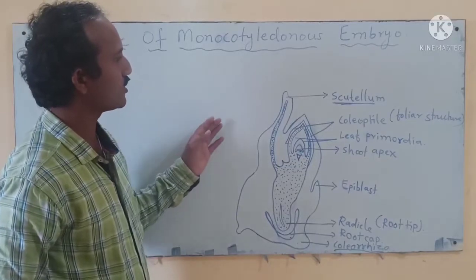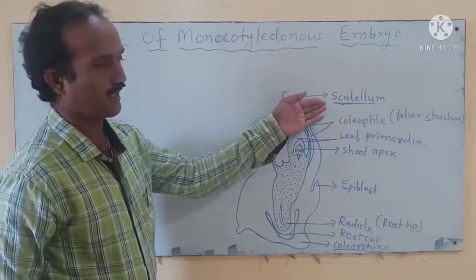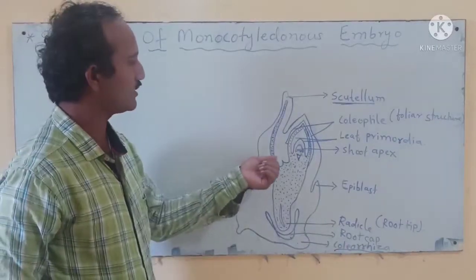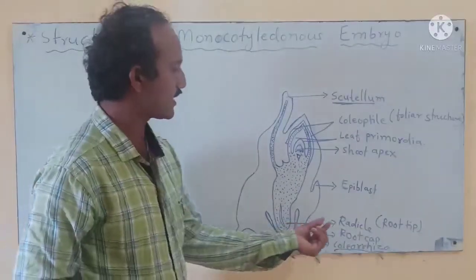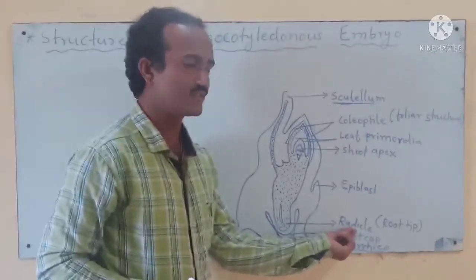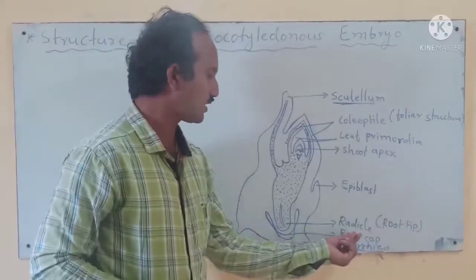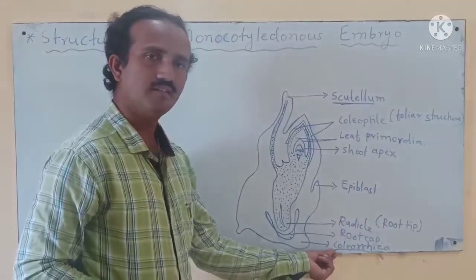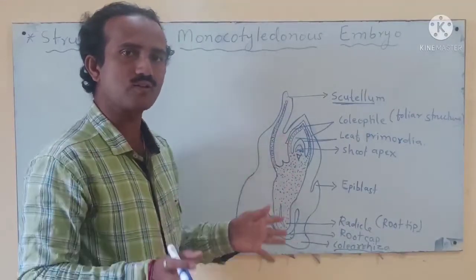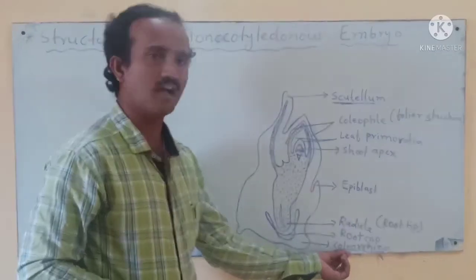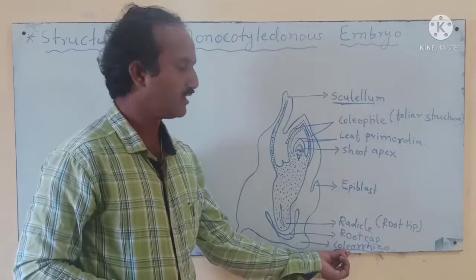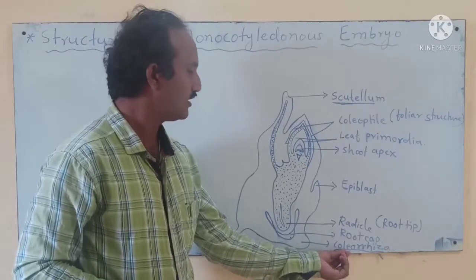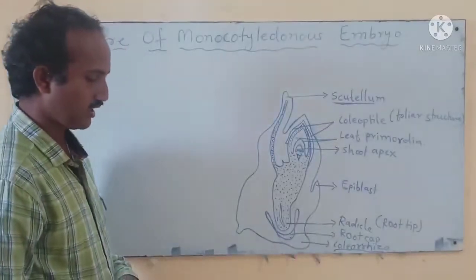So here we observe that the scutellum is present, and at the lower end of the embryonal axis there is a radicle, which is also called the root tip. Over that there is a root cap. Then over that it is enclosed by a part called the coleorhiza. This is an undifferentiated sheath.